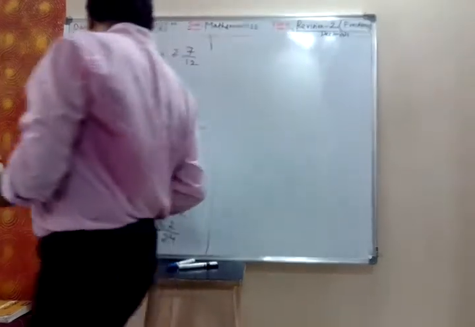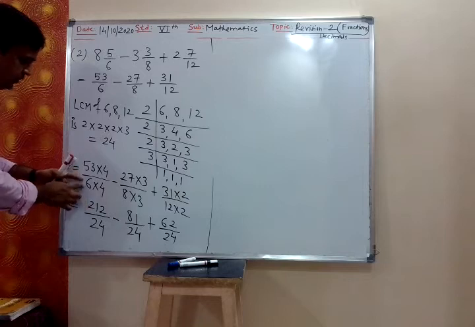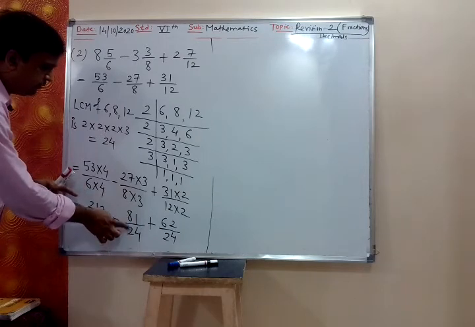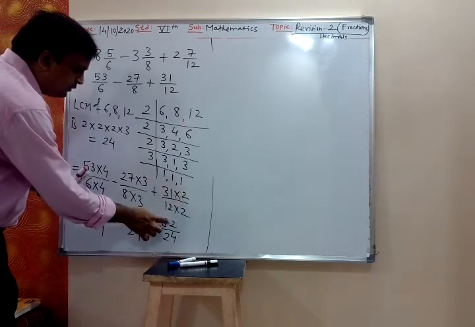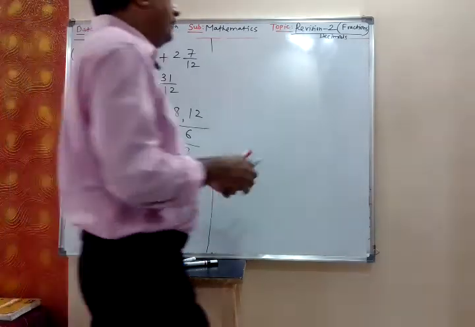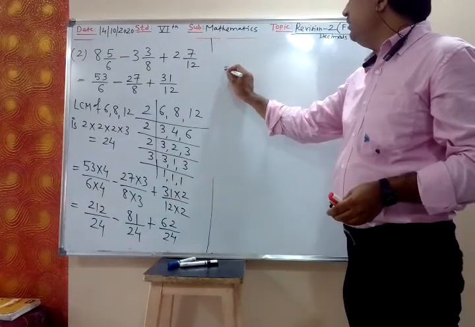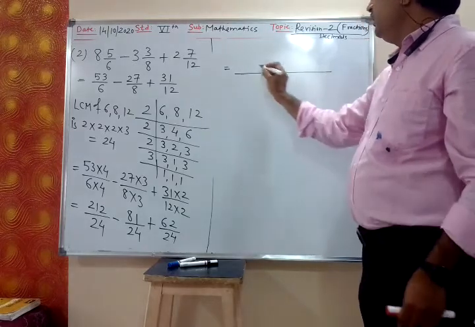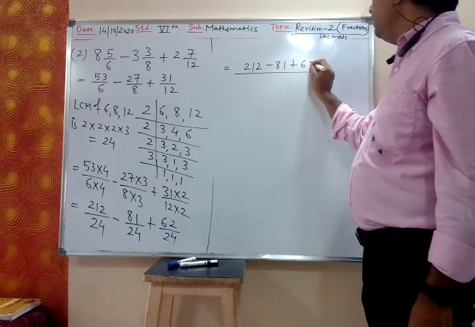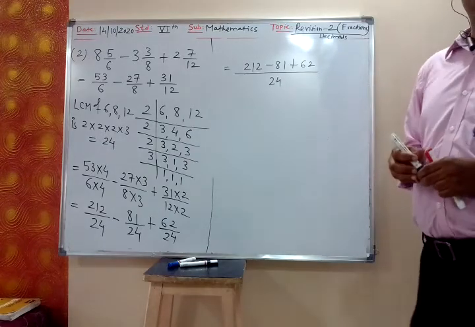Last one. Okay. 53 into 4 is 212 upon 24. Minus 27 into 3 is 81 upon 24. Plus 31 into 2 is 62 upon 24. Now the denominator is the same, 24, 24. So I will take the denominator common and simplify the numerator. That will be 212 minus 81 plus 62 upon 24.